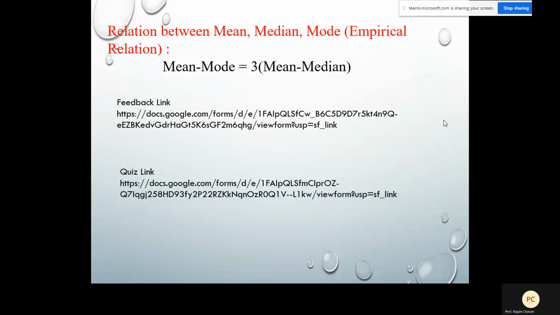Now, this is the relation between mean, median and mode. That relation is called the empirical relation. The relation is mean minus mode is equal to 3 times mean minus median. This relation is applied when, out of these three measures, one of the measures is unknown. Then by using this empirical relation, we can find the unknown measure of central tendency. So this was module number 1, which contains mean, median and mode.